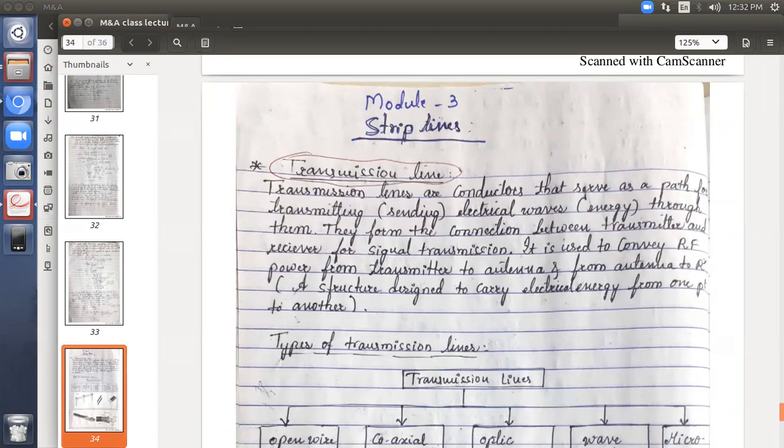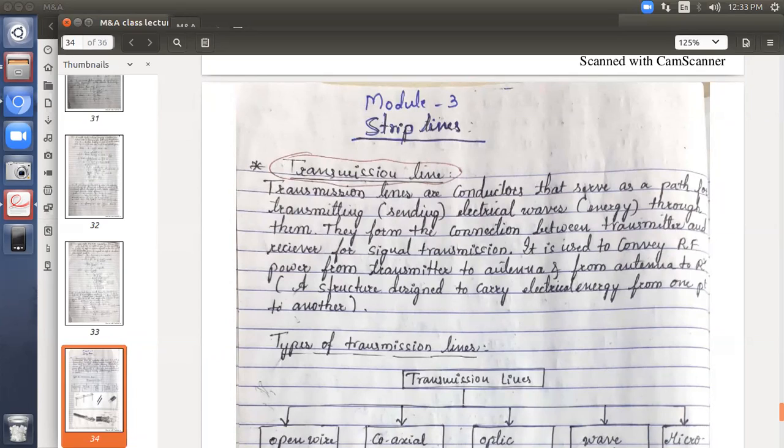Strip is a very general word which you might have come across in your day-to-day lives. A long strip. You can even imagine what a strip is, a long wire kind of thing. So strip lines. Before going into the details of strip lines, you should know the basics of what a transmission line is.